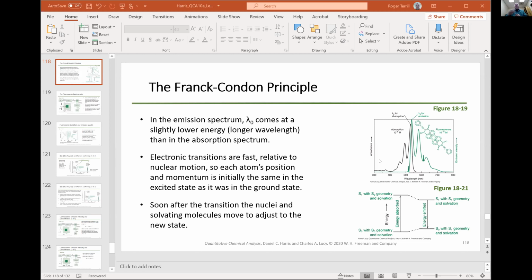Experience will reign. So, what is the Franck-Condon principle? I plan on spending at least 25 minutes, maybe half an hour, discussing the Franck-Condon principle with y'all. But you only need to know it at a very basic level. And the very basic level that I need you to know it at is all right here. It has to do with the energies of the emission and the absorption spectrum, right? And that is that the emission spectrum comes at lower energy than the absorption spectrum, right?